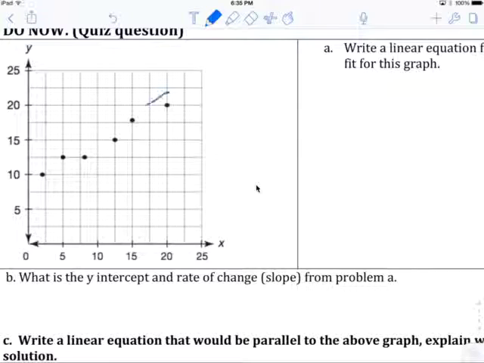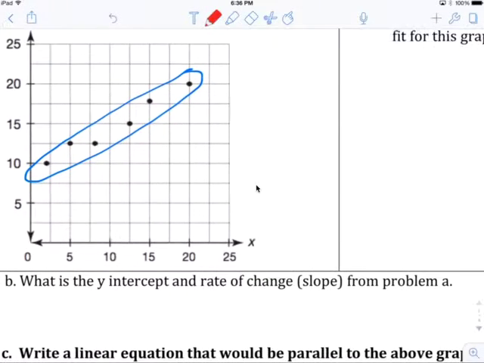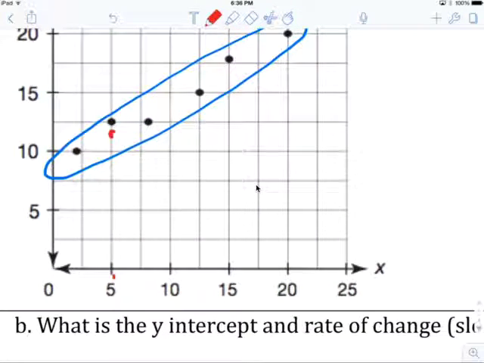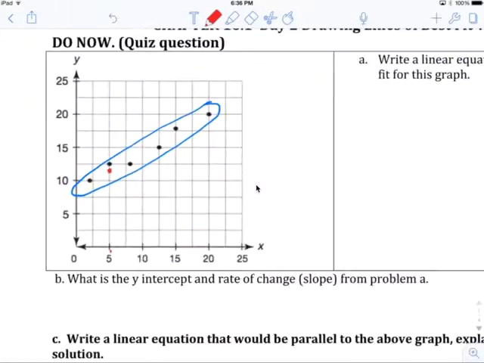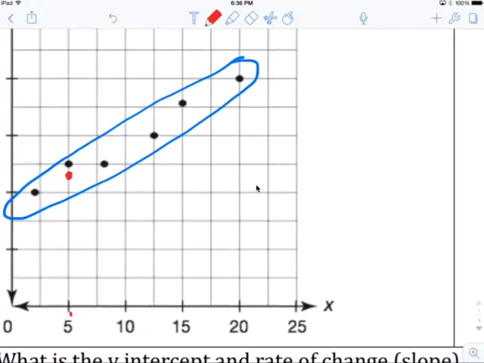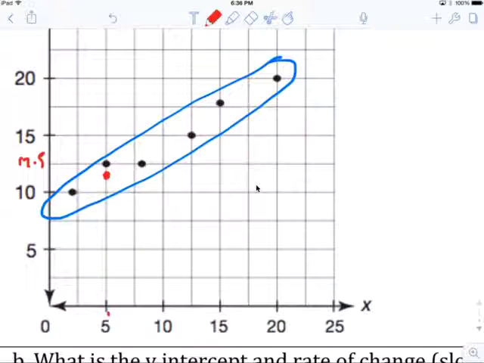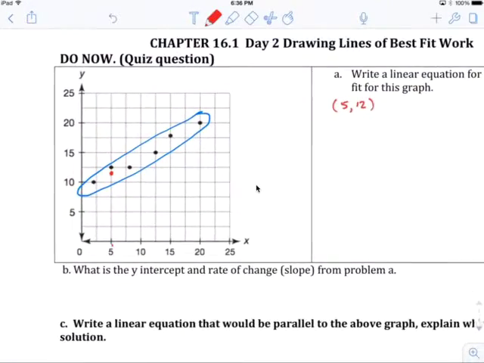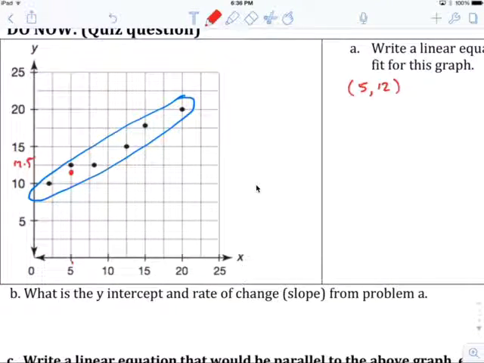But anyways, I'm gonna do that. Pick two coordinates. I'm gonna pick 10 and let's pick at the beginning. Let's pick 5 and 12, right? 5 and 12. I could pretend that's 12 because this is 12.5, right? So 5 and 12 is right below that. And then I can pick the other one, 20 and 20, right here.